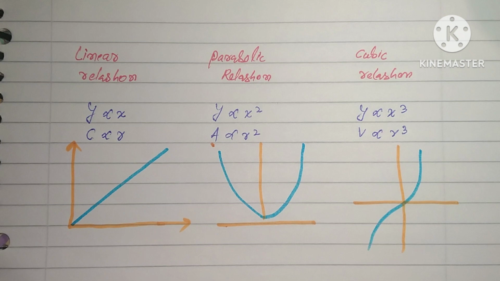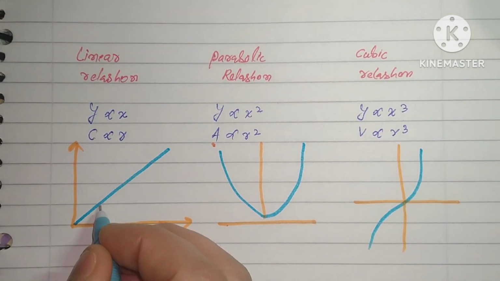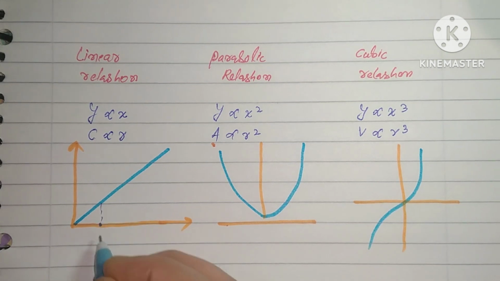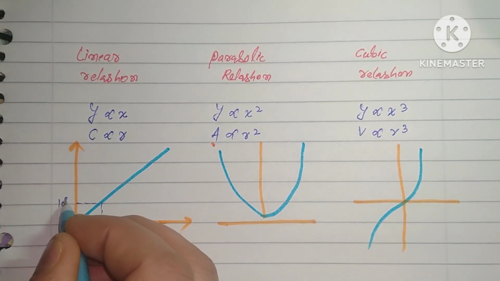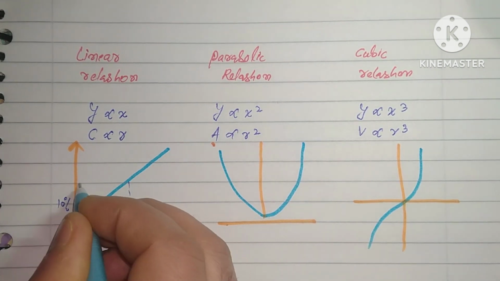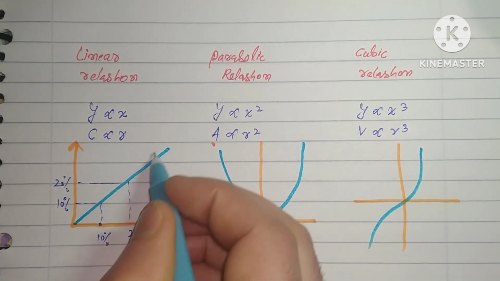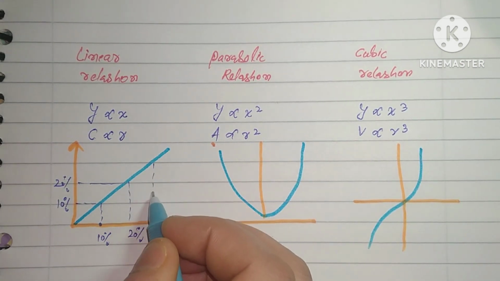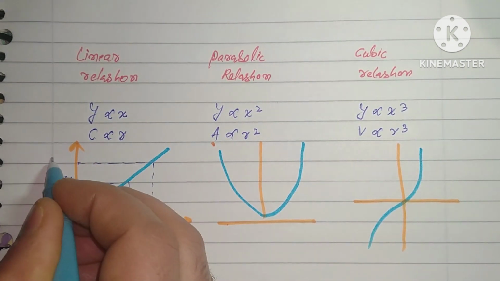Now, if x increases by 10%, suppose it is 10%, y will also increase by 10%. If x increases by 20%, y will also increase by 20%. That is the case with the linear relation. If x increases by 30%, y will also increase by 30%.